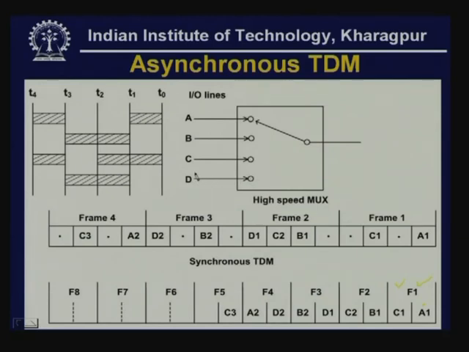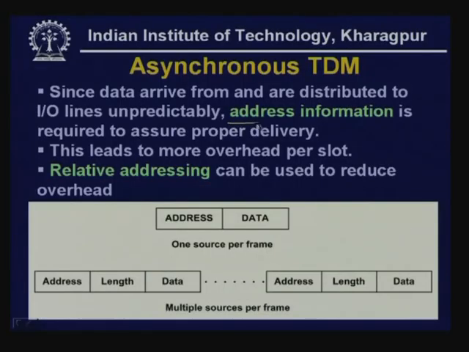At the receiving end, how will the receiver know that data of a particular slot belongs to a particular channel? For that purpose you have to incorporate address information. So, for proper delivery at the receiving end it is necessary to have address information embedded as part of the data. So, there is an overhead. Apart from data, as you can see here, we are adding the address information, and since it is an overhead we want to minimize it.